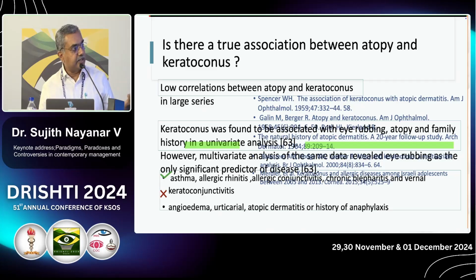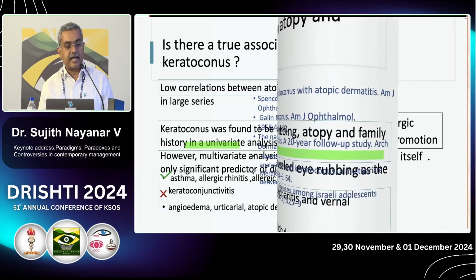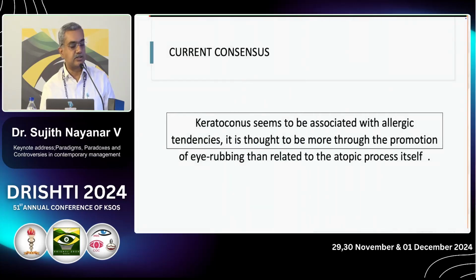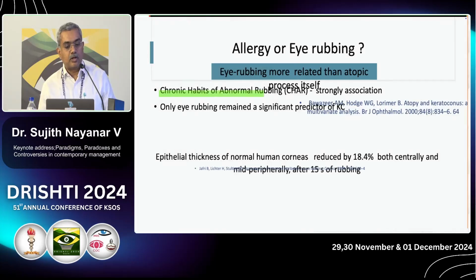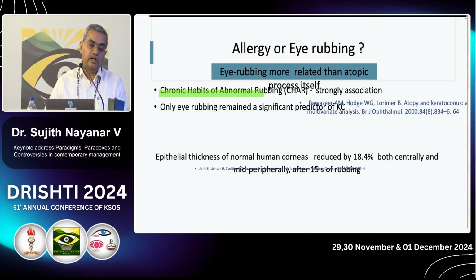If you can see something in the last part of the slide, the angioedema, urticaria, atopic dermatitis, history of anaphylaxis, these are actually not related to keratoconus. So we have been going with the idea that allergy is directly proportional to keratoconus. It's not that. It is actually the eye rubbing that is causing the problem rather than the atopy itself. So we are having keratoconus in non-allergic people also.